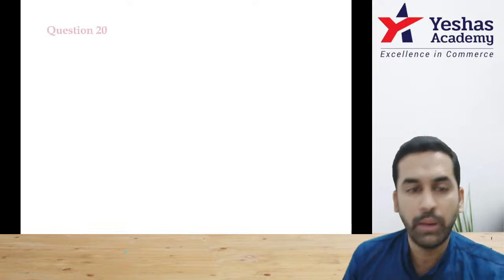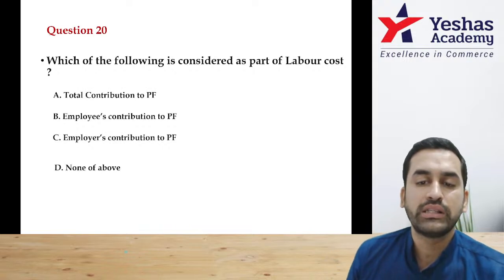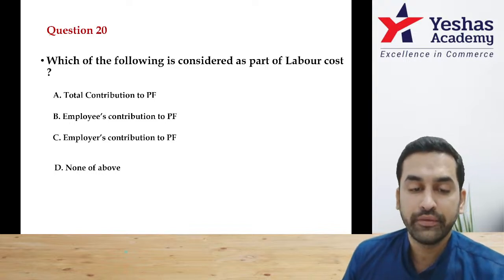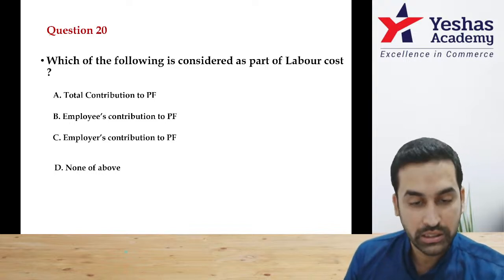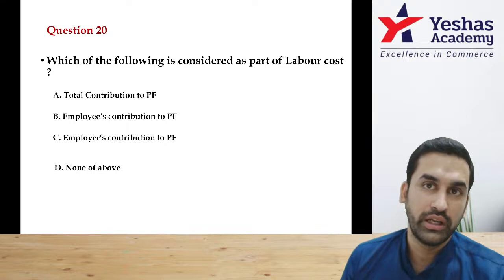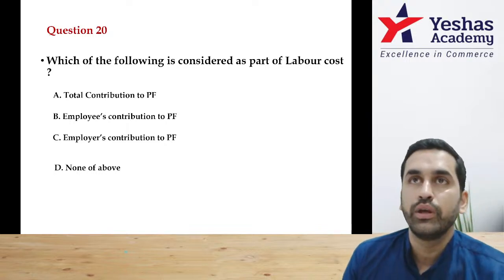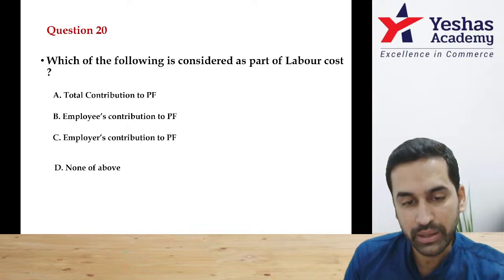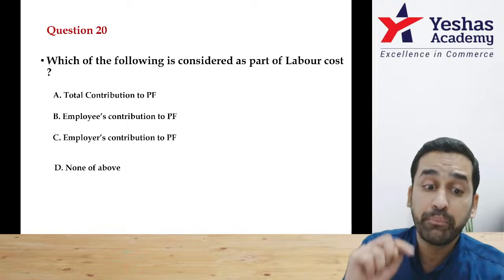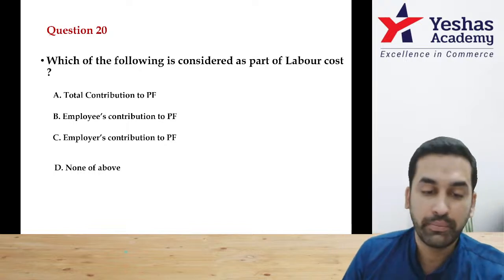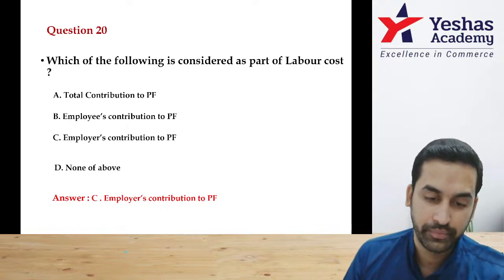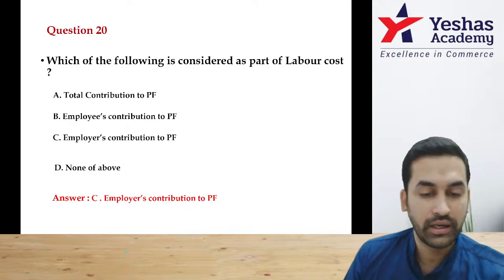Let's move on to question number 20. Which of the following is considered as part of labor cost? Total contribution to PF, employees, employers, none of the above. Now, when you are saying labor cost, you are thinking from company's perspective, and from company's perspective, only their contribution matters. That means employer contribution matters. Yes, option C is the correct answer.